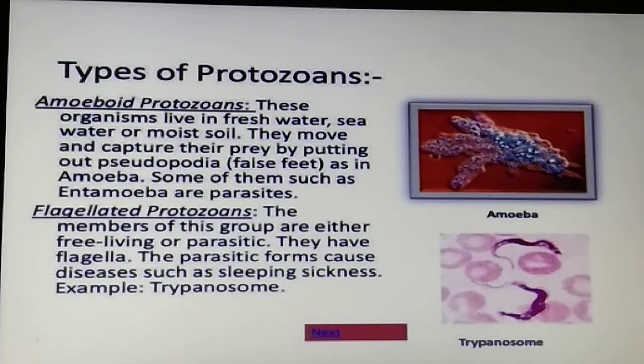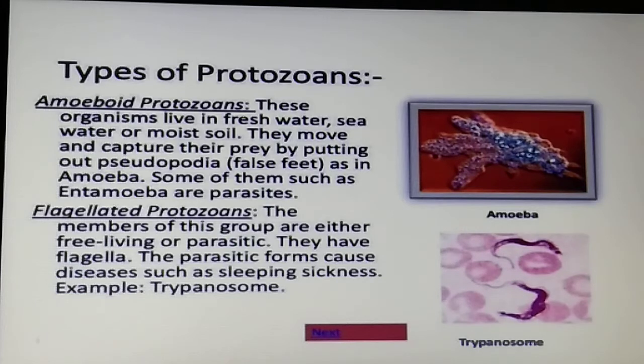These organisms live in fresh water, seawater, or moist soil. They move and capture their prey by putting out pseudopodia, students, which are known as false feet, as in amoeba, and marine forms have silica shells on their surface. Some of them such as Entamoeba are parasites. Now coming on to the next one, the flagellated protozoans, where the members of this group are either free living or parasitic. They have flagella which help them in movement, and the parasitic forms cause diseases such as sleeping sickness, for example Trypanosoma, which we have already discussed, my dear students.